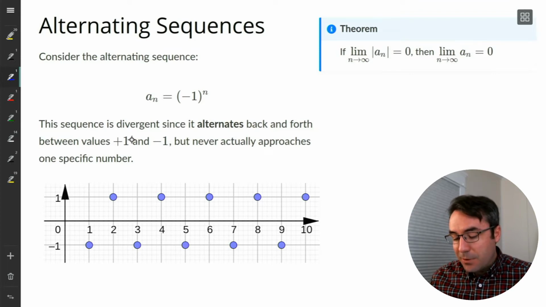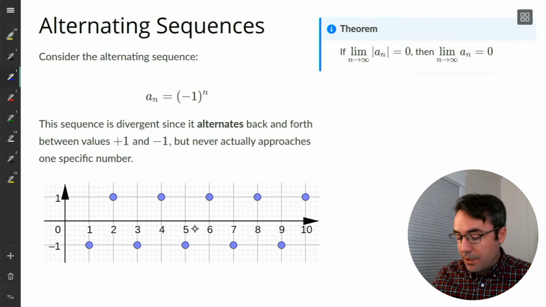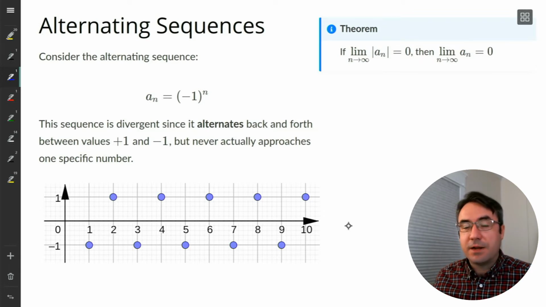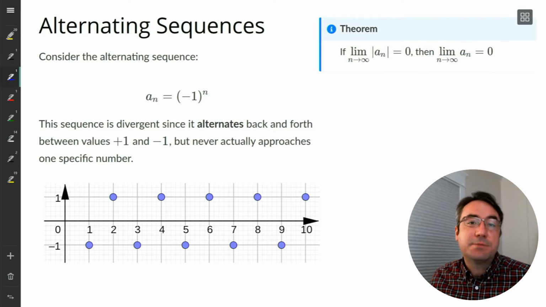And we know this sequence is divergent because it's just going back and forth between -1 and +1, and it never actually settles down. So if we were to look out really far along the horizontal axis in our graph here, we'd see the same kind of pattern. The values just bouncing back and forth, and they're not approaching any one specific number.